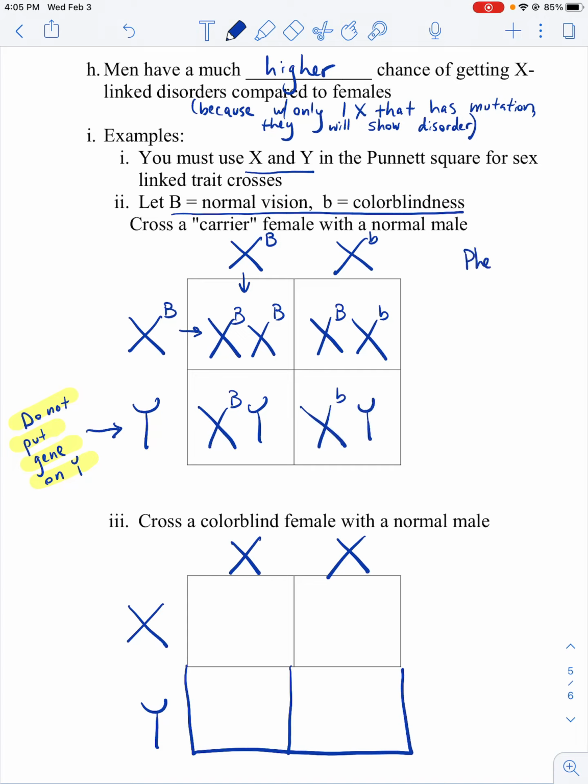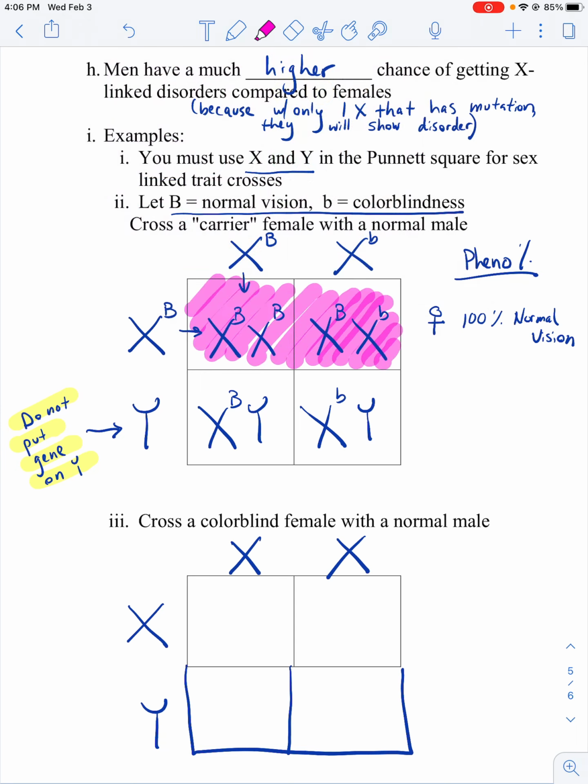And for these problems, I just want you to worry about doing your phenotypic percents, not your genotype listing. You can just do phenotype. And I often will separate out male and female. So for our females, phenotypically, we're going to have 100% normal vision. Yes, I know we have a carrier here, but phenotypically, she's going to be normal. For our males, we are going to have 50% normal vision and 50% colorblind.